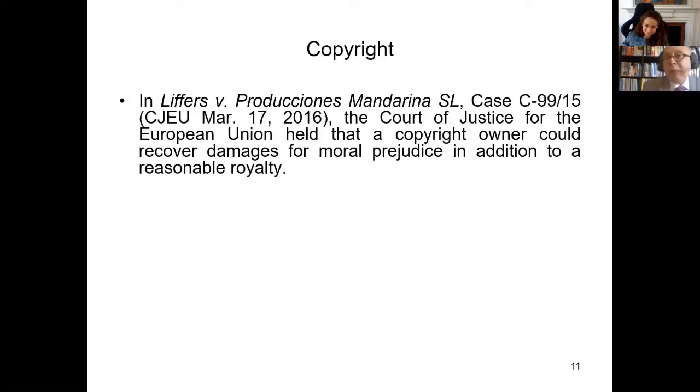Moving on, there is copyright law. And so here's where I will talk a little bit about the Court of Justice decision in Liffers, as well as corresponding cases in the United States. So really the leading case from the Court of Justice for the European Union on non-economic damages in intellectual property cases is this decision, Christian Liffers versus Producciones Mandarina, a case that came up from Spain in 2016.